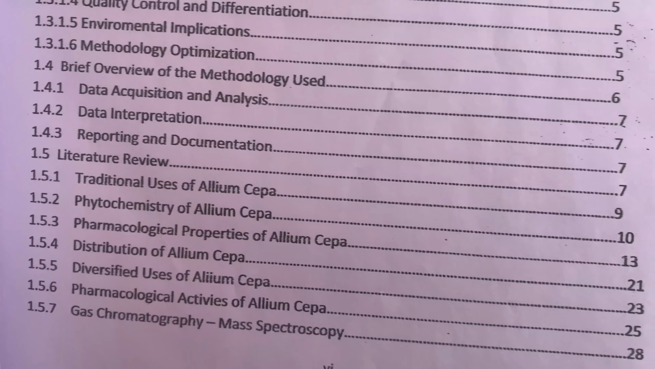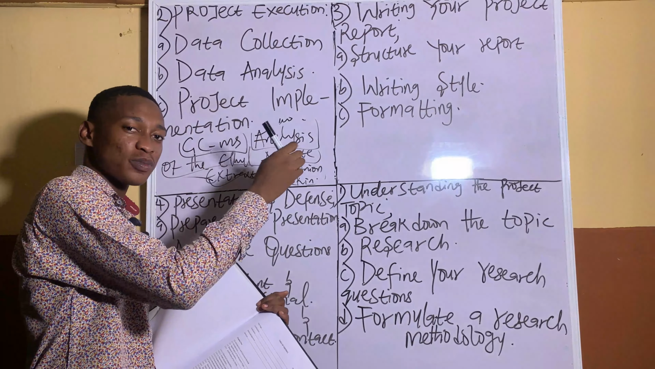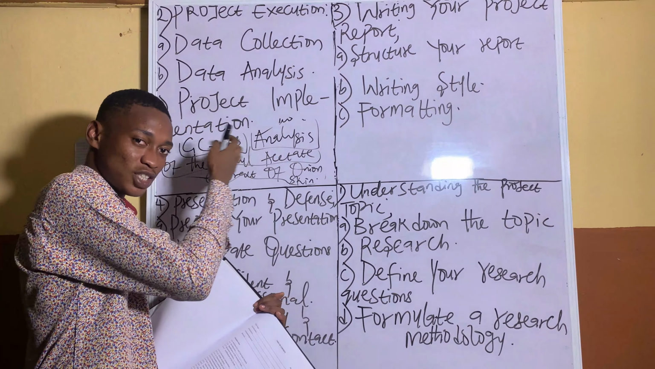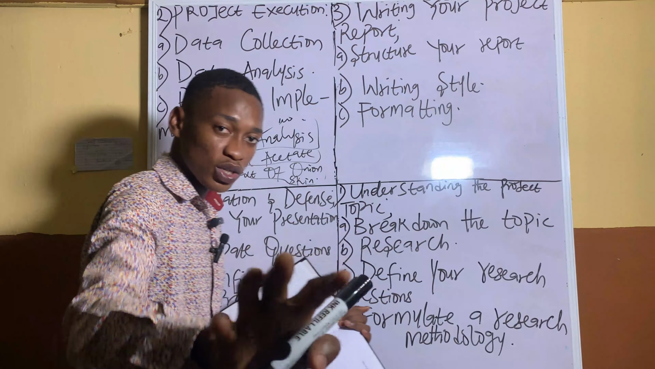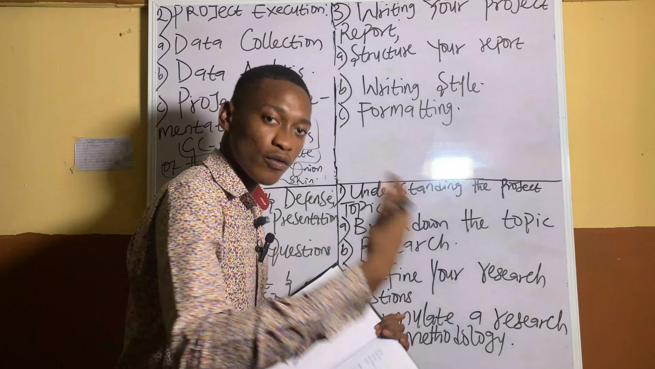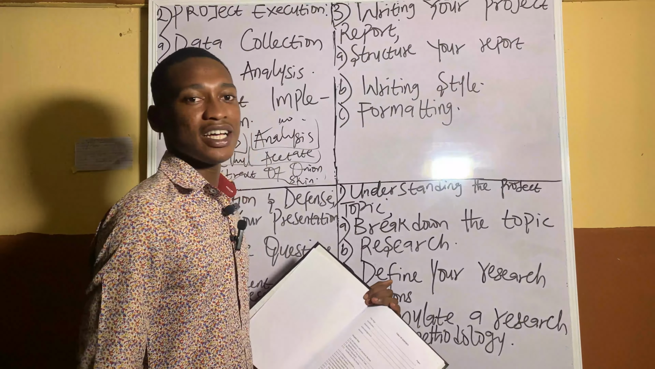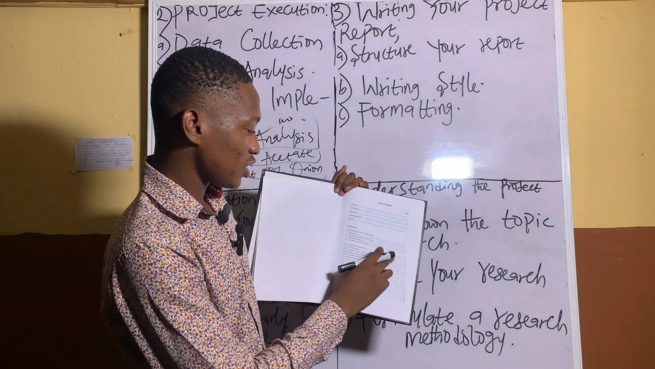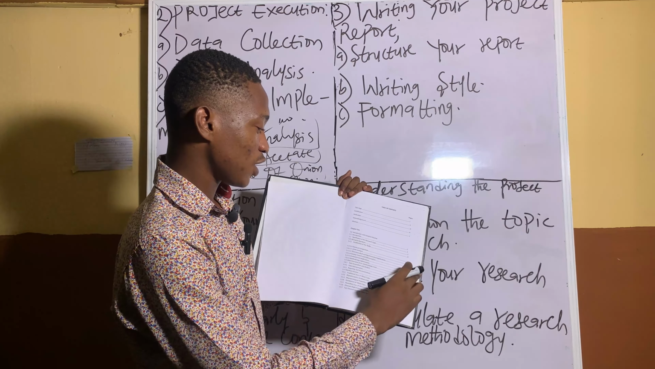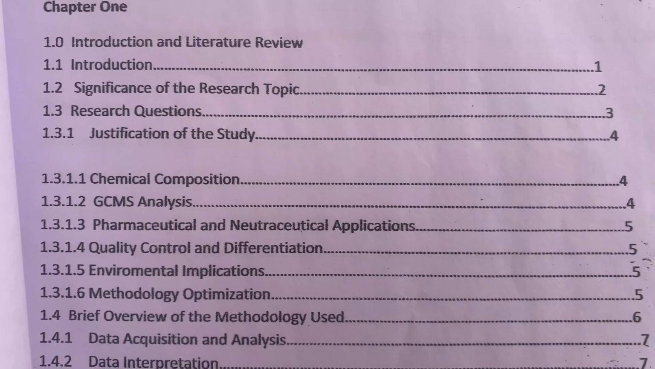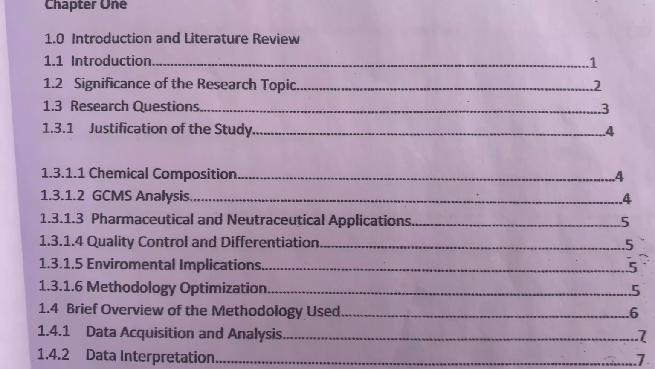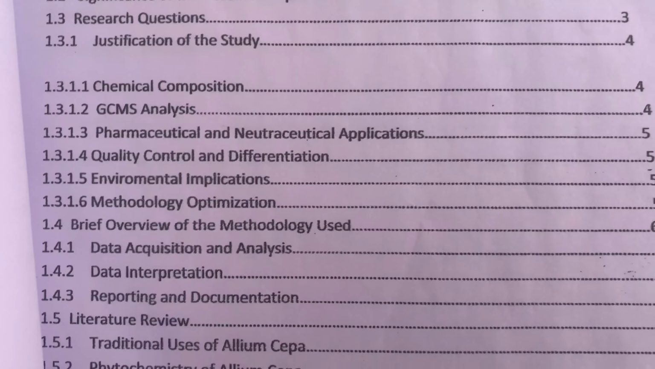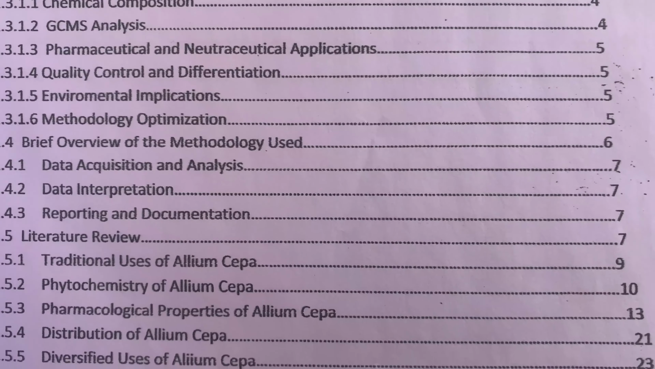So what is our research question here? What are the bioactive compounds present in what? On your skin. That is my research question here. So you need to formulate your own research question that at the end of the experiment, you answer. So we have significance of the research topic, research question, justification of the study, and then chemical composition, GCMS analysis. These are what we did in chapter 1 throughout. Are we there now? That's chapter 1.